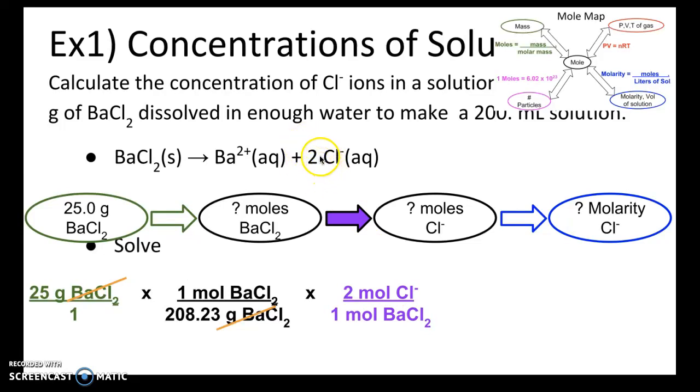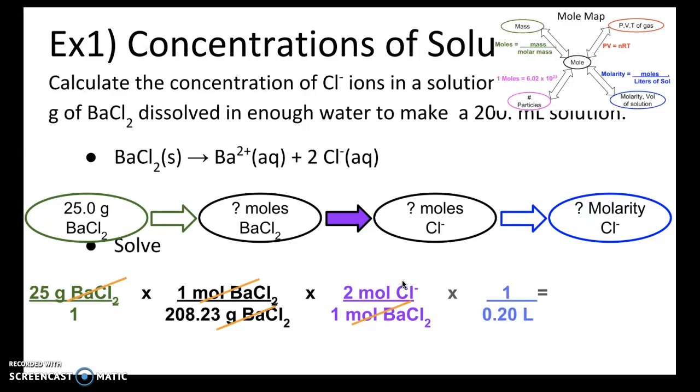This 2 does not tell me how much I have. It also doesn't tell me how to calculate the molar mass of chloride, none of that. I'm only using that 2 here. All right, so I have my conversion factor to go from moles of barium chloride to moles of chloride.